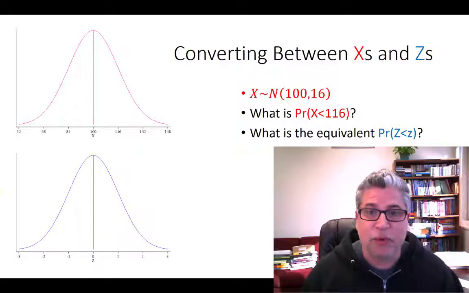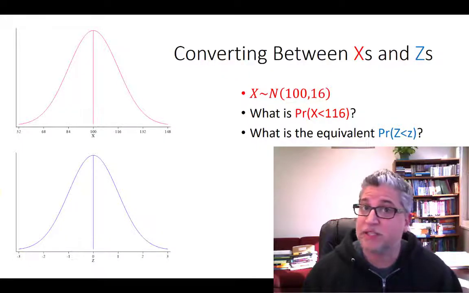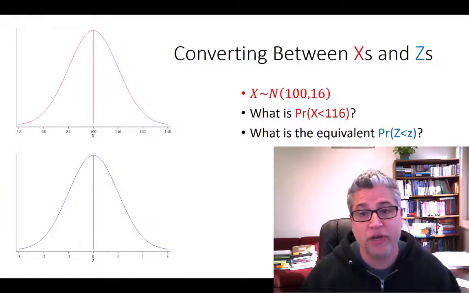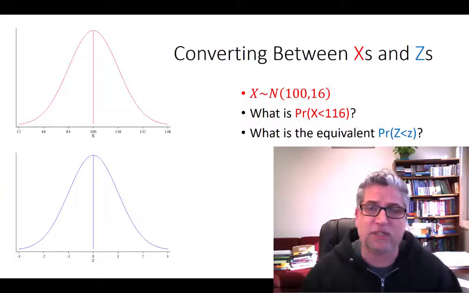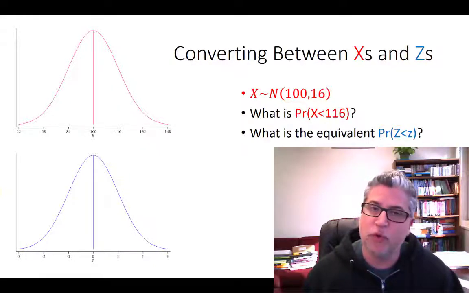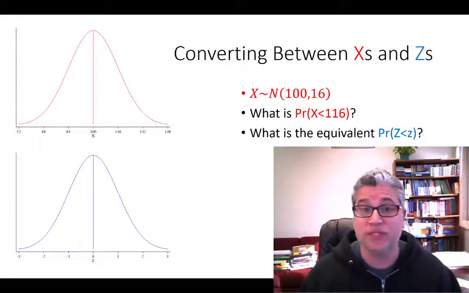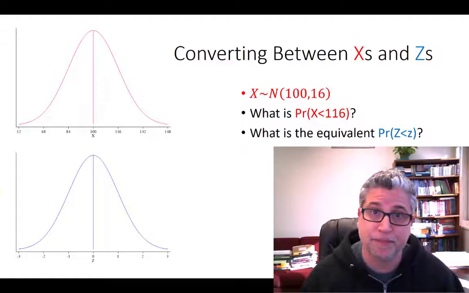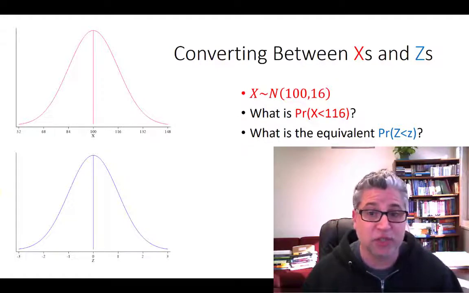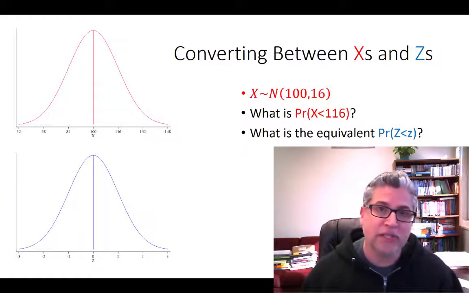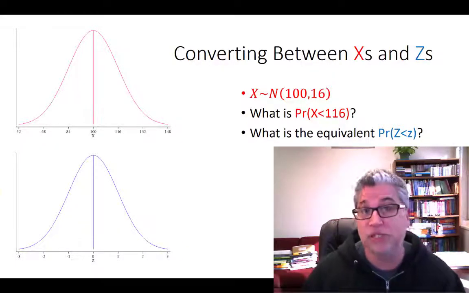So in this example, we've got a random variable, x. It's distributed normally, but not standard normally. So it's got a mean of 100 and a standard deviation of 16. IQ follows this general pattern. Now, let's say that the question is, if you were to pick a random person, what's the probability that they'd have an IQ less than 116? Now, this question is phrased in terms of x's, but we'd like to answer it in terms of z's. So I'd like to map from one to the other.